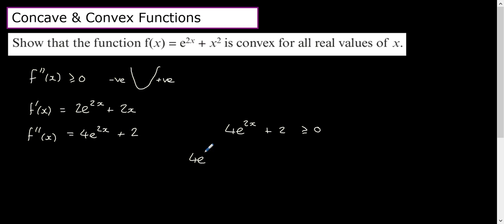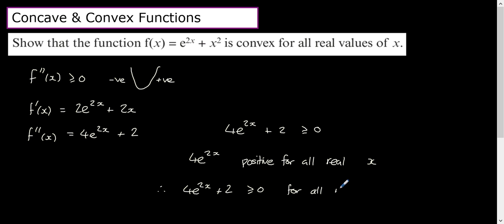So we can say that 4e to the 2x is positive for all real values of x. Therefore, 4e to the 2x plus 2 is greater than or equal to 0 for all real values of x. And so we're just making that statement based on some facts that we already know.